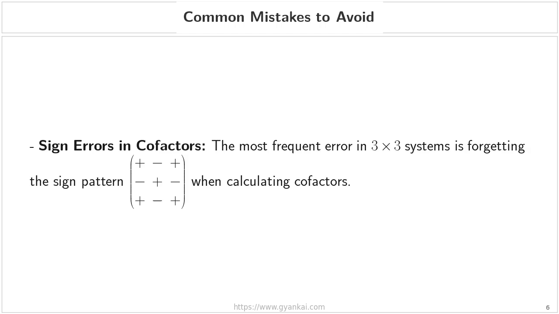First, let's talk about sign errors when dealing with cofactors. When you are working on those larger 3x3 systems, like the factory example we just saw, it is incredibly easy to forget the alternating sign pattern. Remember, you must apply the pattern of plus minus plus in the first row, minus plus minus in the second row, and plus minus plus in the third row. Forgetting to flip that sign for the middle elements is the most frequent mistake I see.